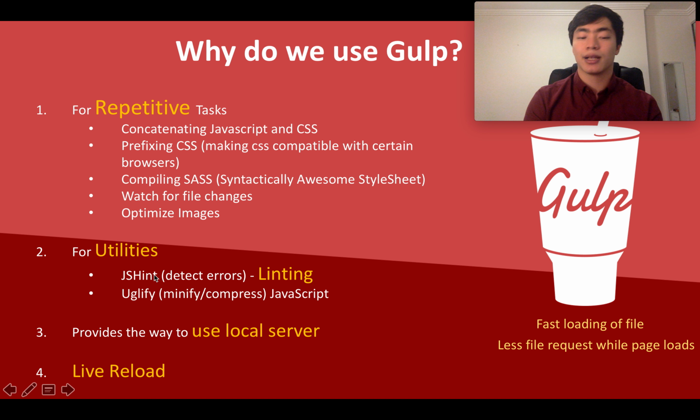JSHint basically helps you with linting, which is the process of identifying potential errors while deploying your web project. And it's also used to uglify, meaning to remove all the white spaces that don't matter. Gulp also provides a way to use a local server, just like on any other IDEs out there, and also helps with live reload, meaning that anytime you make file changes, you don't have to press F5 all the time. It just reloads the page for you.